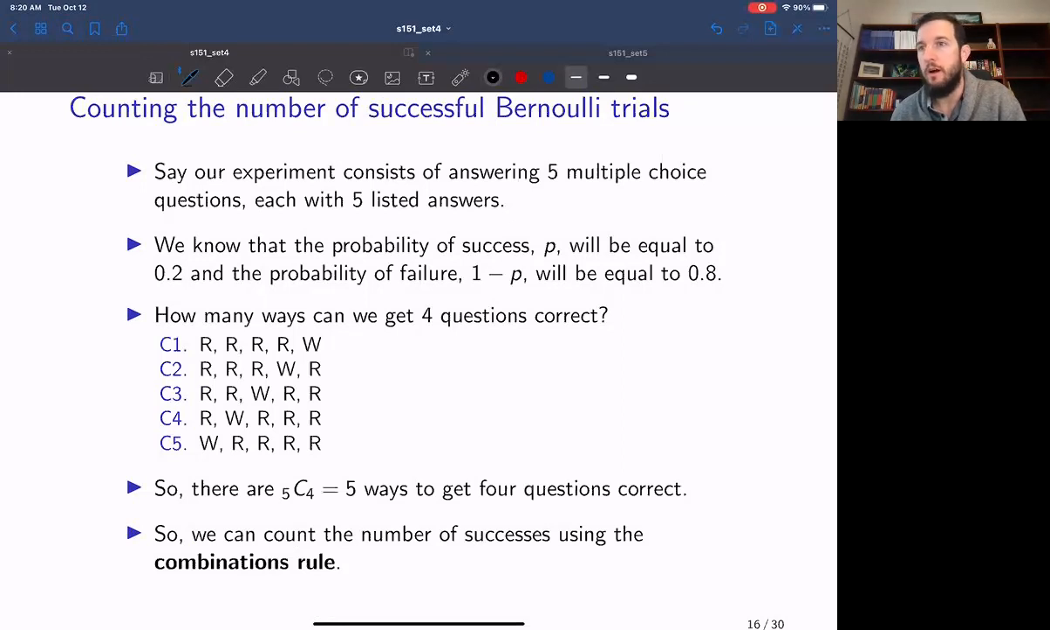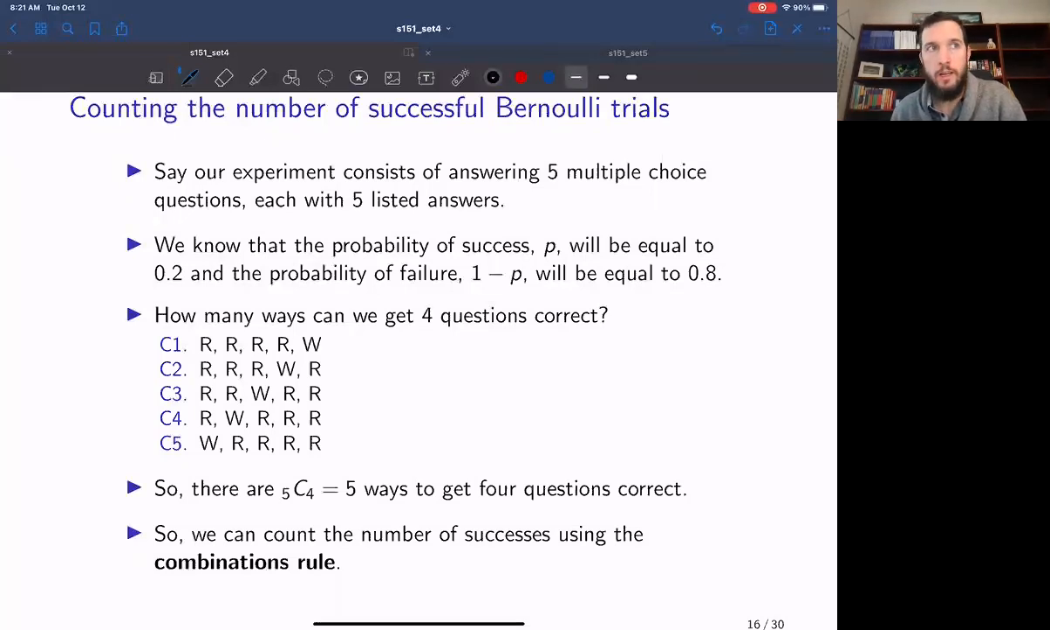So the question then becomes, how many ways can we get 4 questions correct? Okay, well, following from the previous illustration, you can see that there's actually 5 different ways that this can happen. For example, we could get the first 4 questions correct and the last question wrong. Or we could get the first 3 questions correct, the 4th question wrong, and the last question correct. In this case, I have capital R meaning right, so right is correct.